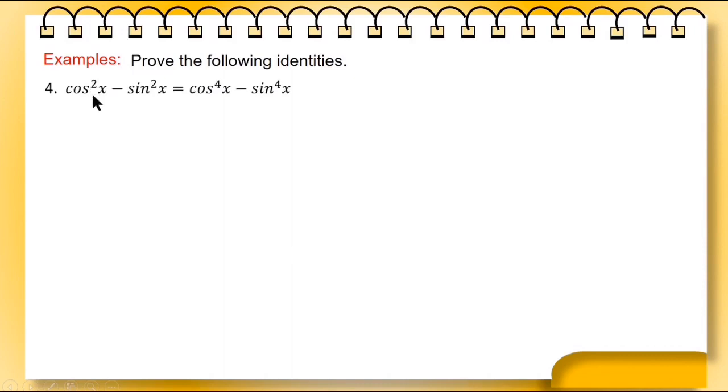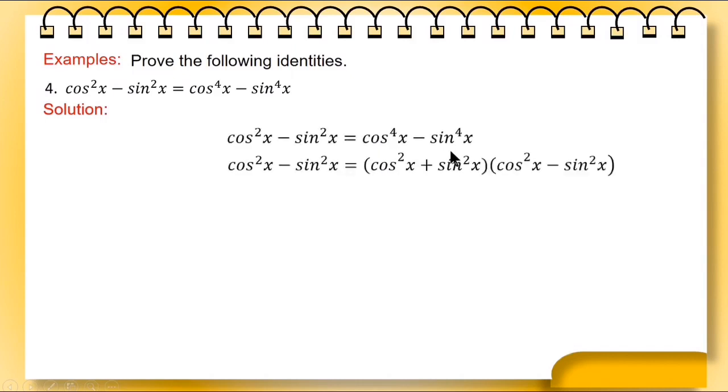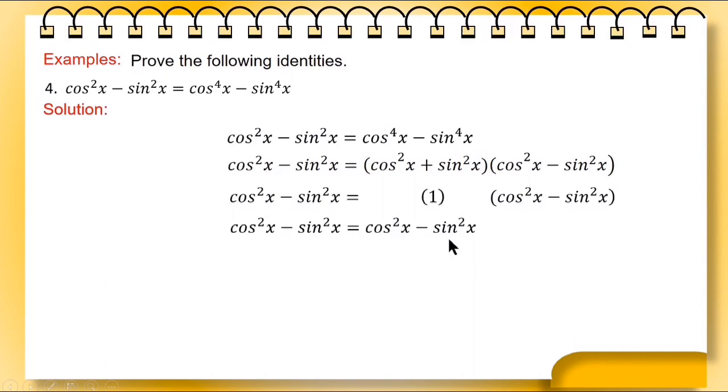Prove cosine squared x minus sine squared x is equal to cosine to the fourth x minus sine to the fourth x. Use factoring technique when necessary. So we factor out the right side of the equation. We have cosine squared x plus sine squared x times cosine squared x minus sine squared x. Then, recall that cosine squared theta plus sine squared theta is equal to 1 by Pythagorean identities. So this expression here is equal to 1. And 1 times cosine squared x minus sine squared x is cosine squared x minus sine squared x, which is equal to the expression on the left side.